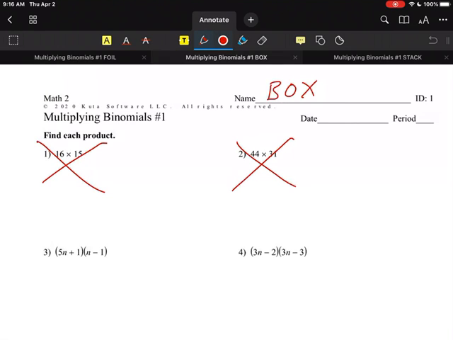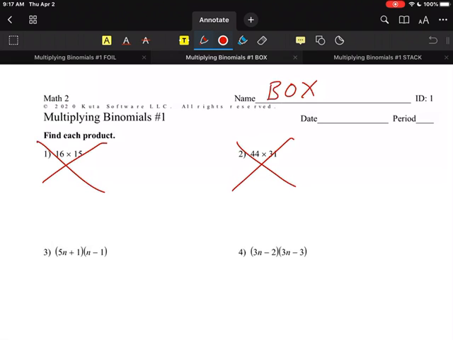All right, this is the box method. If you just watch the FOIL video, at the end I say it's the box method, but it was actually the FOIL method. I apologize for that. So this is the box method, all right? This one might be the easiest one for you guys.